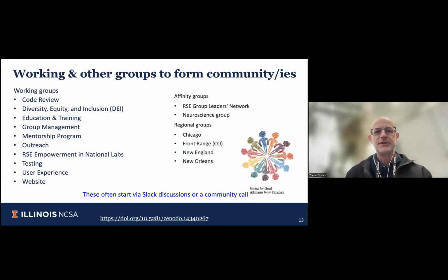There also are affinity groups. So we have a group leaders network for the leaders of each of the groups at different universities and different labs. And there also is a neuroscience group at this point, which is kind of an experiment to see if disciplinary groups make sense. We also have regional groups in a few places at Chicago and in the Front Range area of Colorado and in New England and New Orleans.